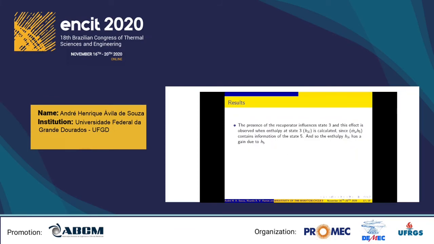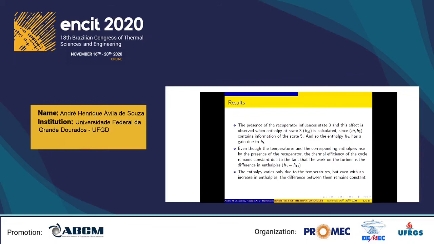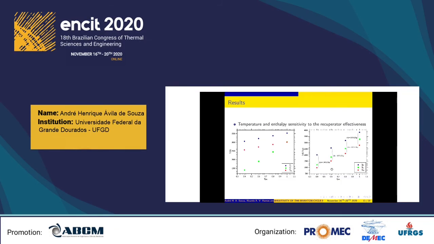Enthalpies H3 and H4 are dependent on temperature and pressure, while H5 depends only on temperature because state 5 is only air. Therefore, even though the temperatures and the corresponding enthalpies rise by the presence of the recuperator, the thermal efficiency remains constant because the variation in enthalpies remains virtually constant, as you can see here.